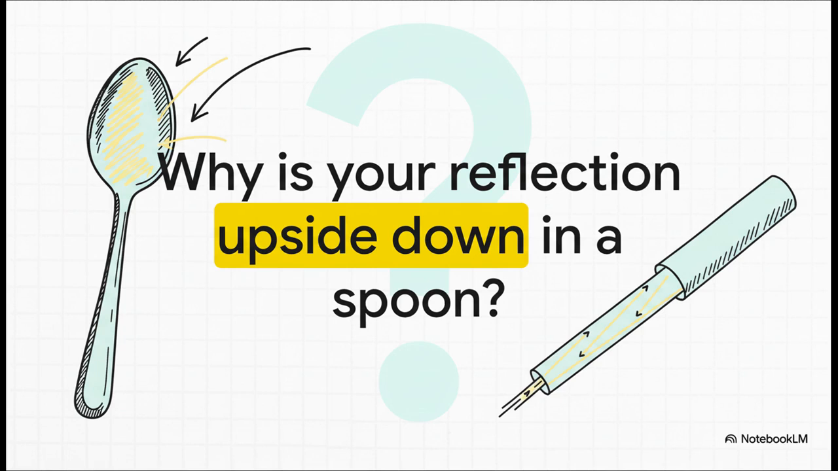I mean, just think about a simple spoon, right? You look into the inside, the part that holds the soup, and boom, your reflection is upside down. Flip it over to the back, and suddenly you're right side up again, just a little stretched out. What is going on there? It feels like some kind of magic trick, but I promise you, it's pure physics.